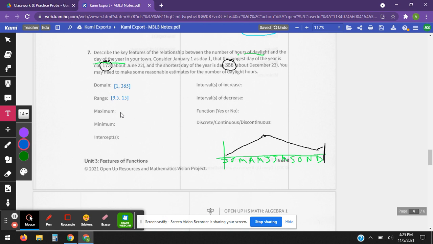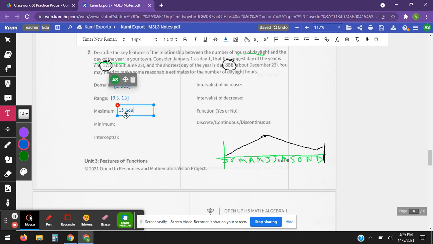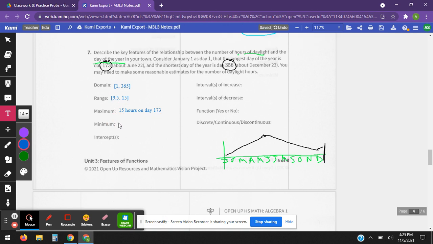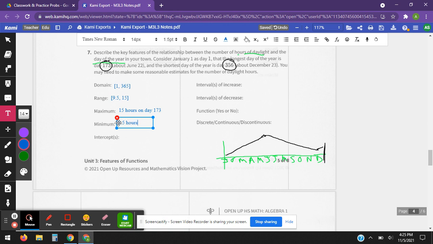So then our maximum, when we're looking at it, we have that 15 hours on day. And what does it say? The longest day of the year is about day 173. So we're going to use that 173 right here. And our minimum is going to be 9.5 hours on day, and it says the shortest day of the year is 356. So we're going to use that information for here. So intercepts, we never have 0 hours and we never have 0 days. So there is no intercepts for this.